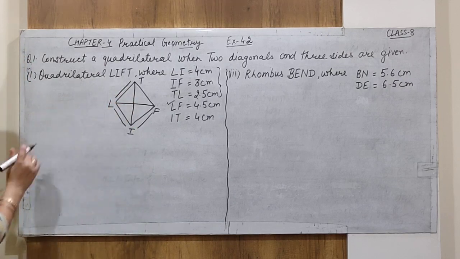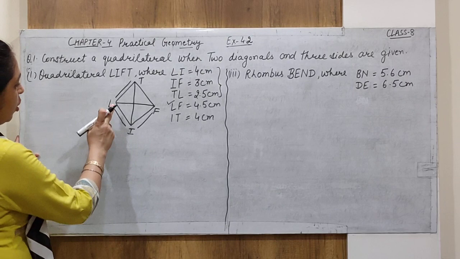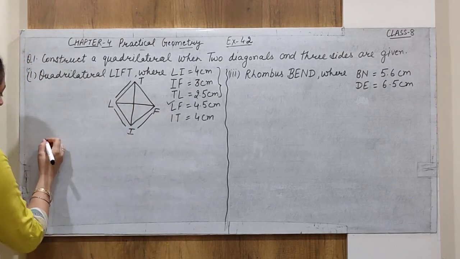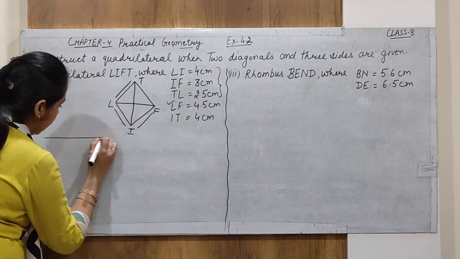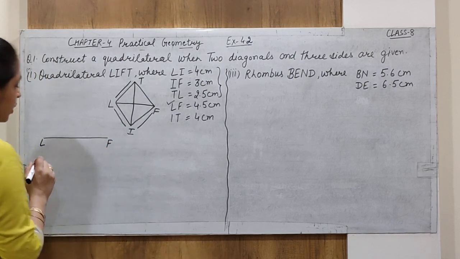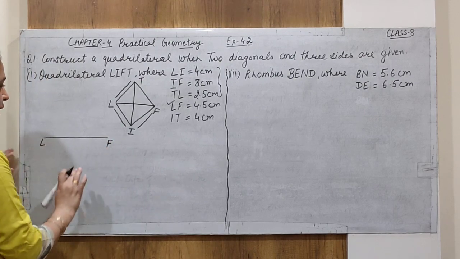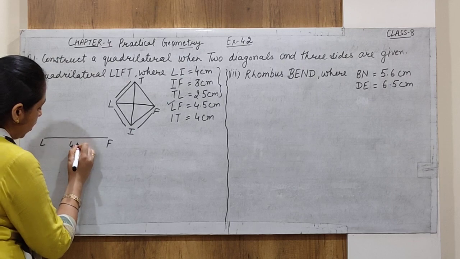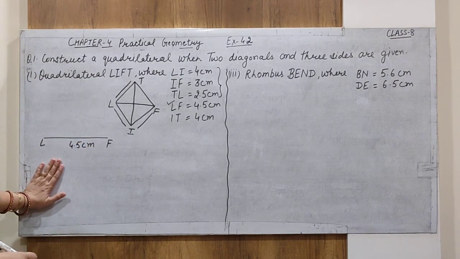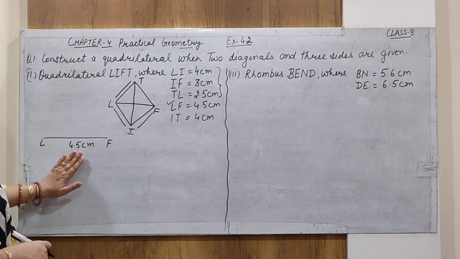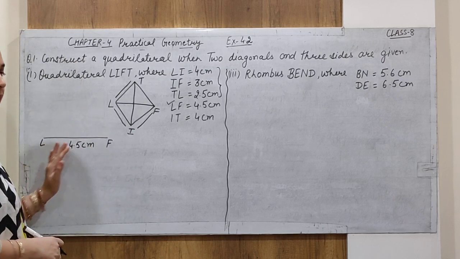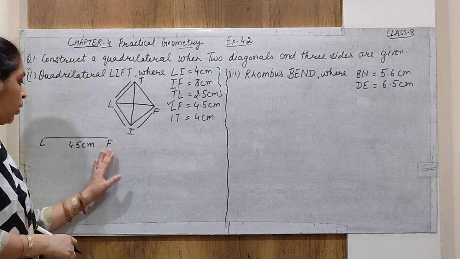Alright, so let us start with LF. What is the length of this diagonal? That is 4.5 centimeters. With the help of the scale, take a length of 4.5 centimeters. You must understand, always start from the diagonal. Now, for the second point, draw the other sides or the diagonal with the help of these two points.